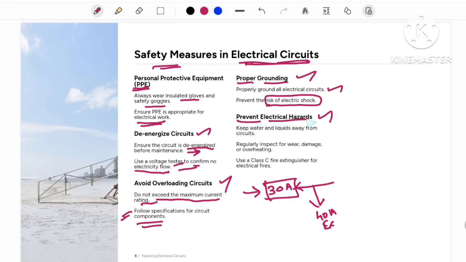So how do we prevent electrical shock? What kind of actions do we need to take? Keep water and liquids away from the circuit. Regularly inspect for wear, damage, or overheating. Use a Class C fire extinguisher for electrical fires, right? These are very important points we discussed in this video.